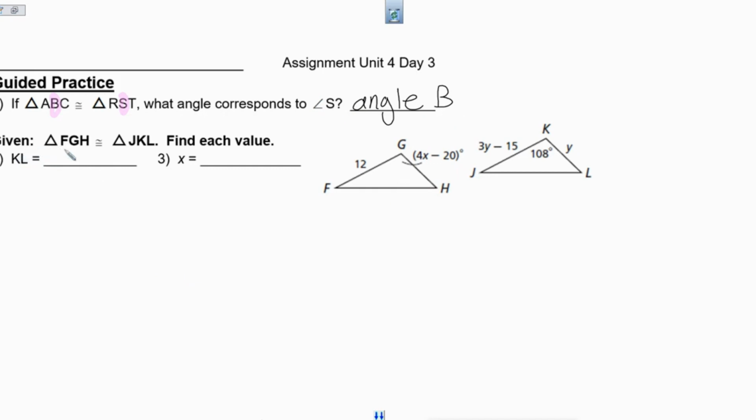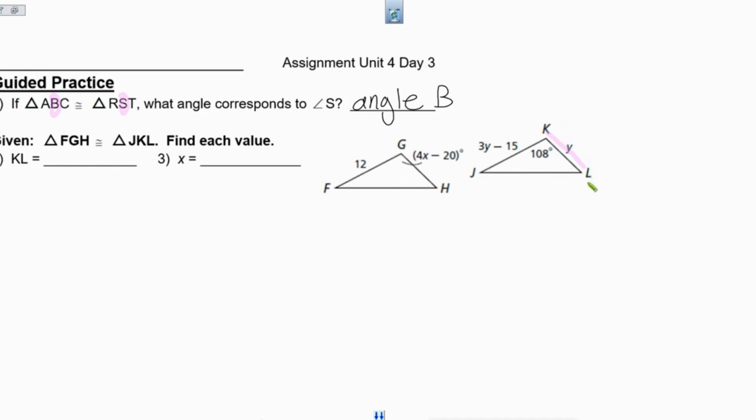Next up, we're given that triangle FGH is congruent to triangle JKL, and we want to find each value. First off, we are looking for KL. Now, KL has Y on it. Y is a side. Does not match up with that 180 degrees because that's an angle.